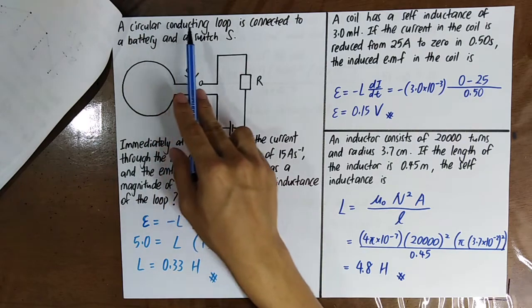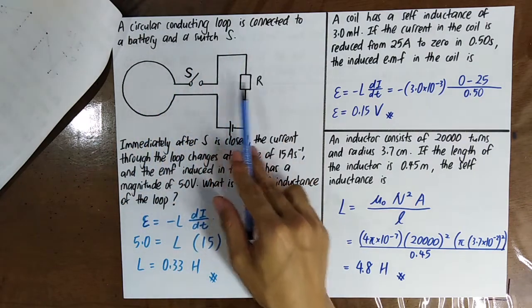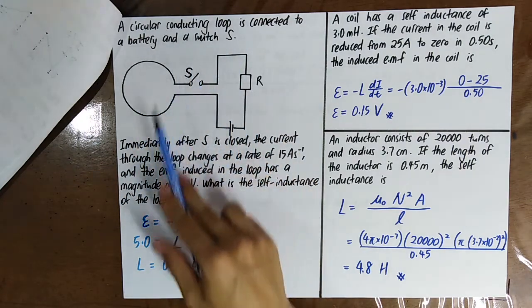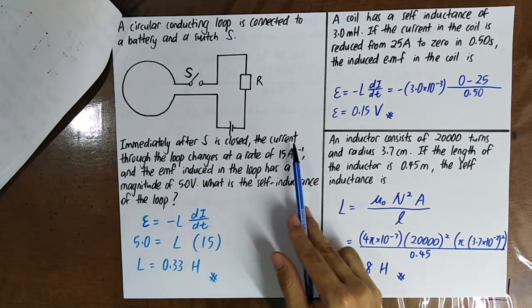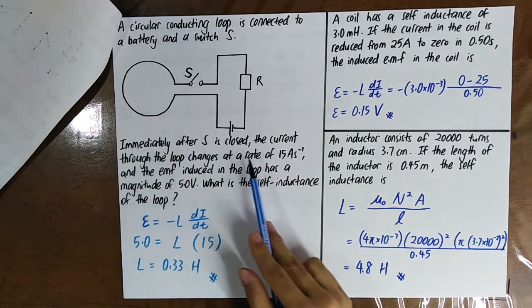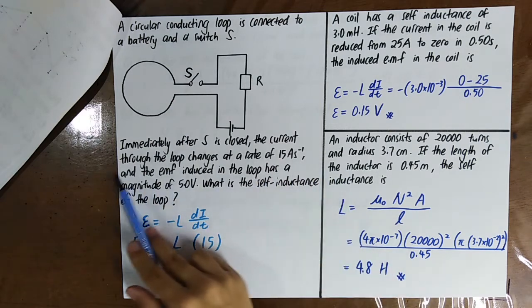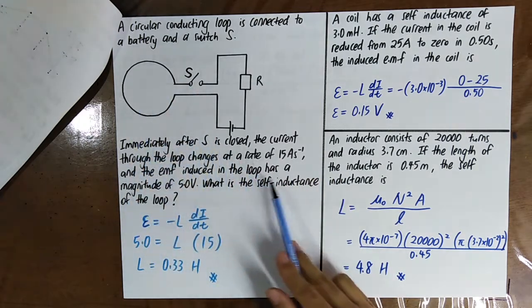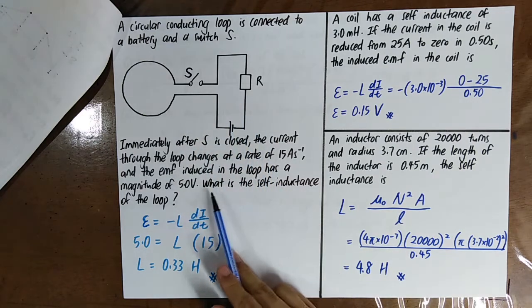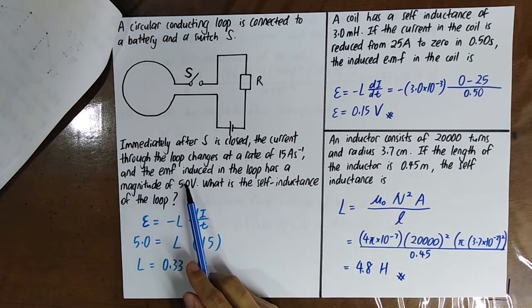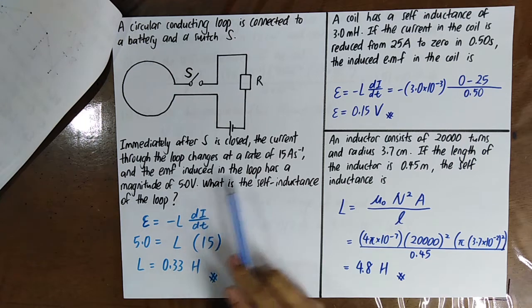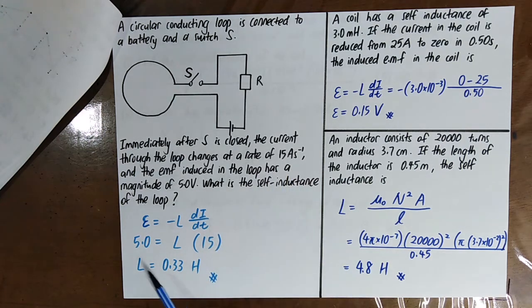A circular conducting loop is connected to a battery and a switch S. Immediately after the switch S is closed, the current through the loop changes at a rate of 15 amperes per second, and the EMF induced in the loop has a magnitude of 5 volts. What is the self-inductance of the loop? E equals negative L di/dt. Okay, so the back EMF is 5 volts, di/dt is 15 amperes per second. Then you can get L.